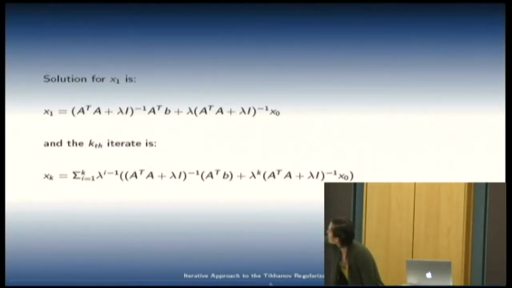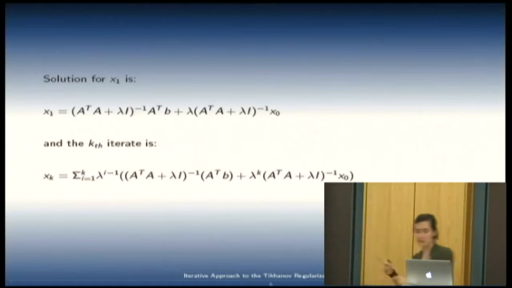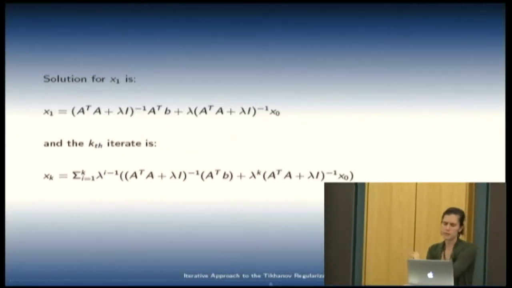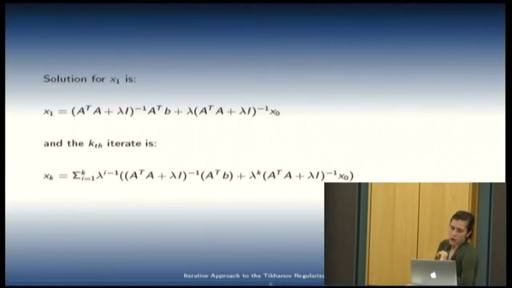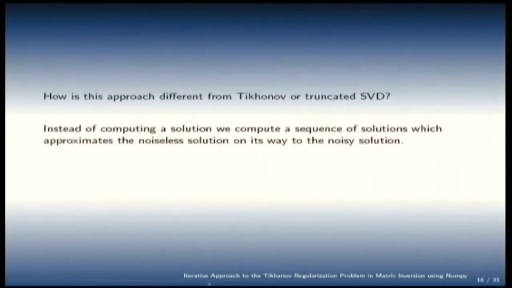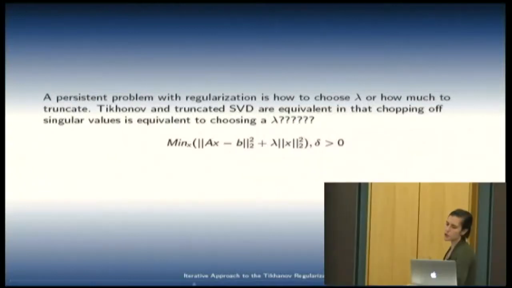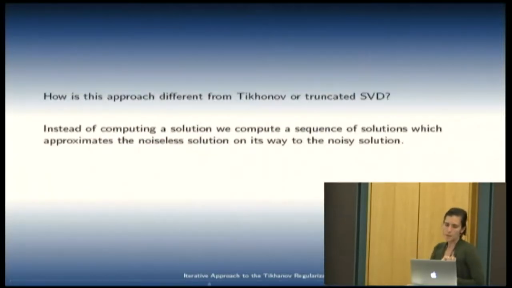Okay, so that right there is almost what I need you to understand. That's what I'm going to more or less program, but it's not the ultimate result. Let me just go back. I said the persistent problem is how to choose this lambda, and that's why the iterative approach doesn't depend so much on lambda as the regularization approaches do. So instead of computing one solution, I have a sequence of solutions, and that's what I'm going to program.